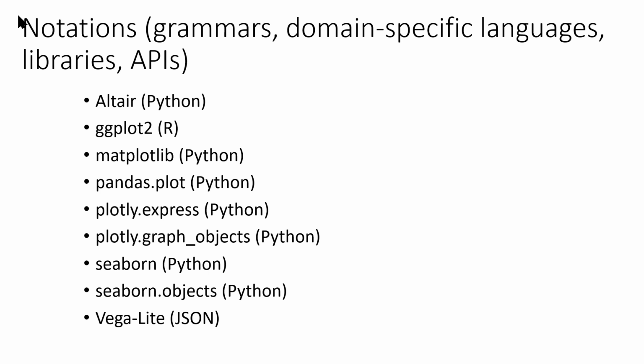I've been saying library over and over, but some of these things are more properly referred to as grammars or domain-specific languages. So we'd like to have a more general term for these things, so we're going to call these things notations. And in particular, we're going to be interested in the 9 notations that we have listed here.